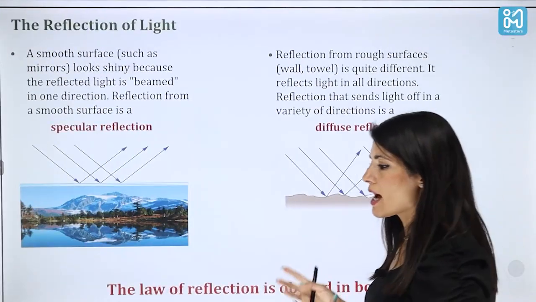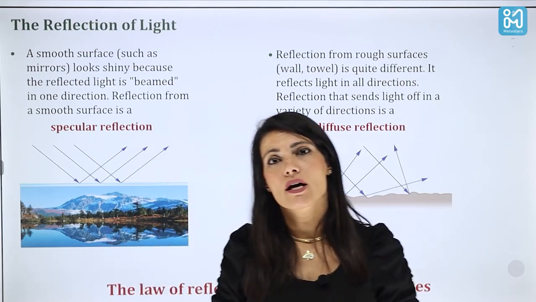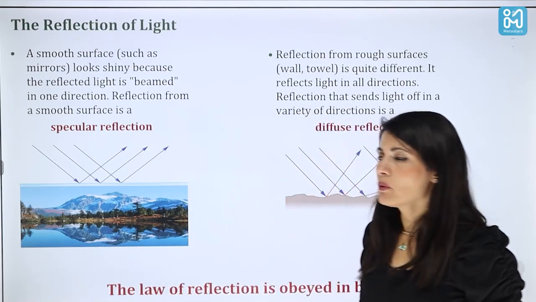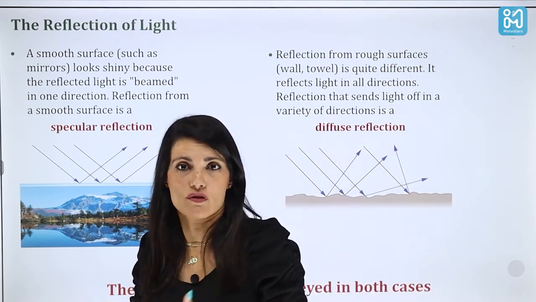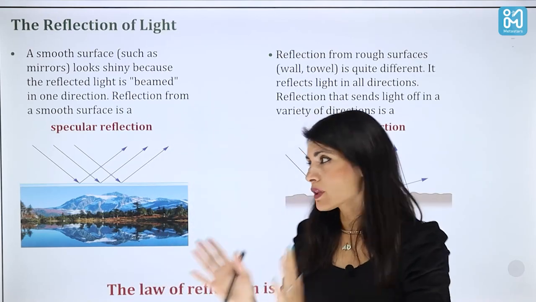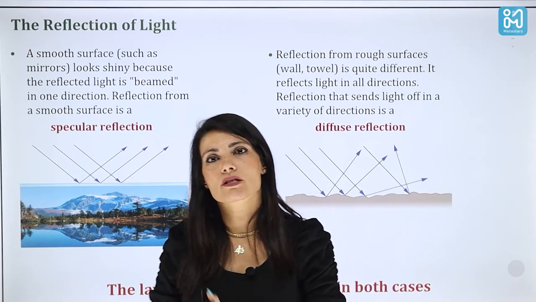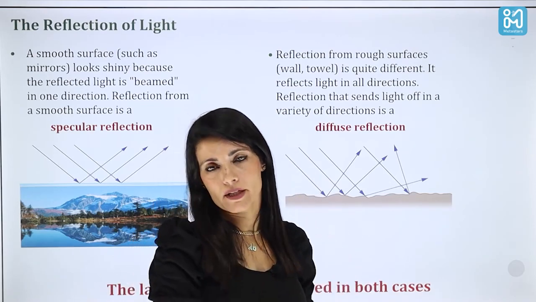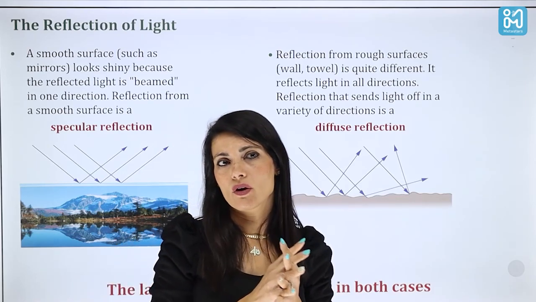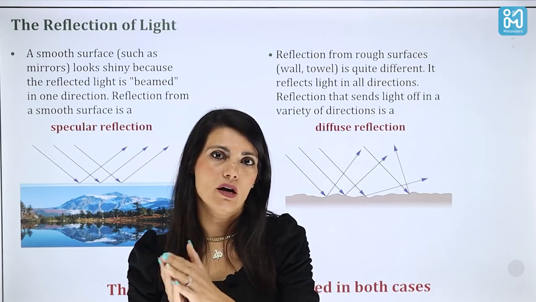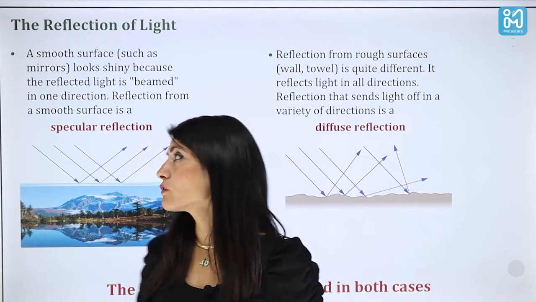Now, we have two types of reflection depending on the type of the opaque surface we have. We can have smooth surfaces, and we can have rough surfaces. Now, in both cases, you have to know, in smooth surfaces and in rough surfaces, all light rays obey the law of reflection, meaning each light ray will be reflected according to the law of reflection, in which theta incident is equal to theta reflected.